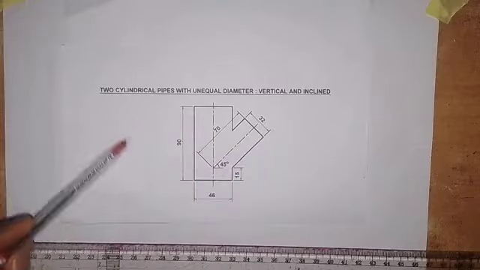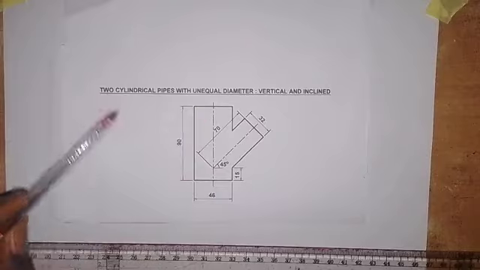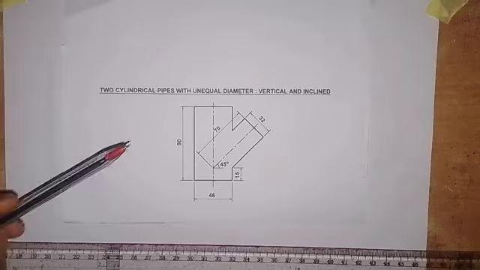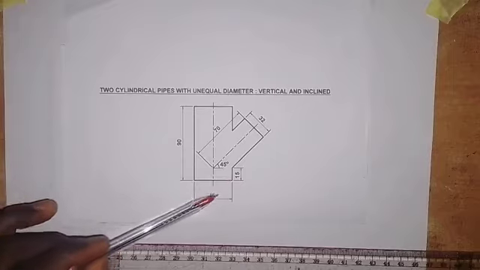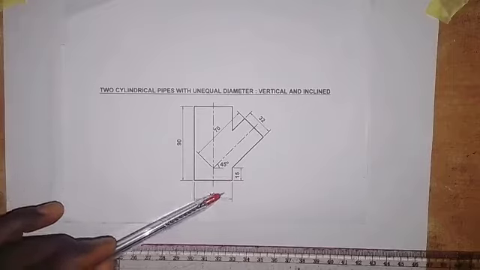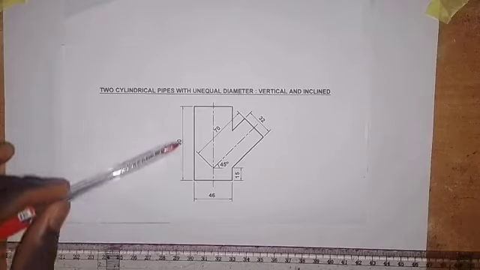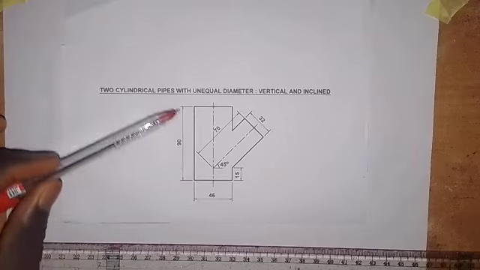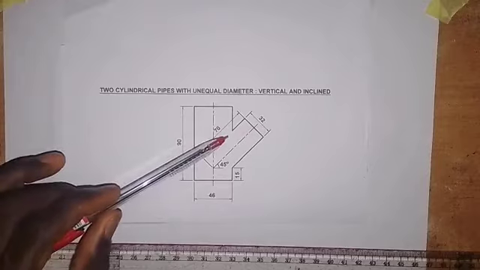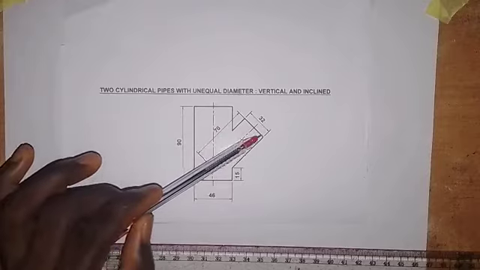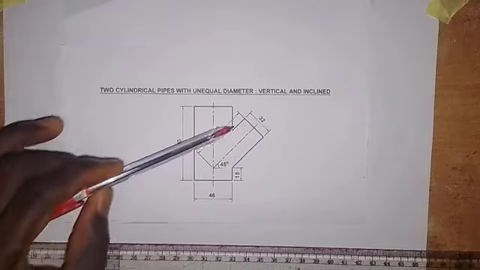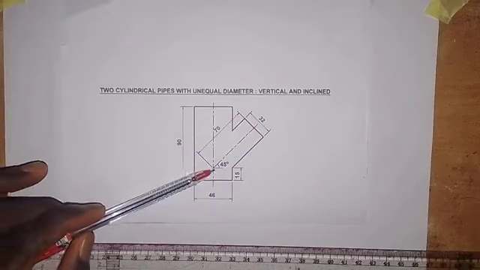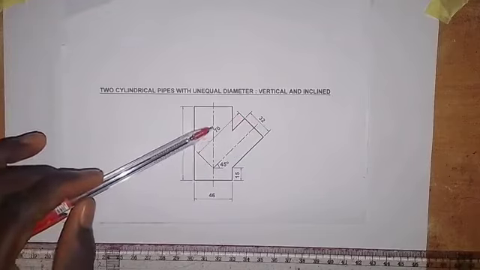So let's talk about the dimensions on the figure before we go on and work out what we are to do here. The diameter of the circular base of the vertical cylinder is 46 millimeters, and its height is 90 millimeters. For the inclined cylinder, the diameter of its circular end is 32 millimeters, and the length from this end to the center, to this point here, is 70 millimeters.